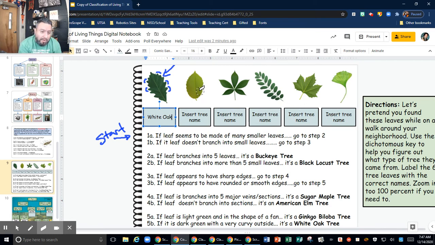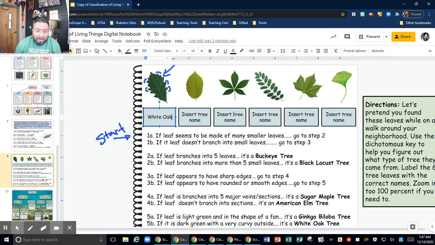Every time you start with a new leaf, you go back up to number 1. If it tells you to go to step 2, you go to step 2. If it tells you to go to step 3, you go to step 3. Okay? And you stop when it gives you a name, because there's no more steps to go to. Once you stop at a name, that's it. You've identified it.